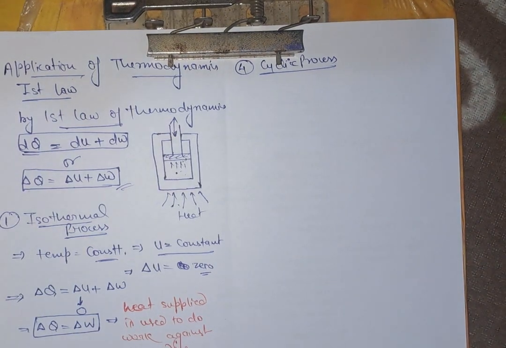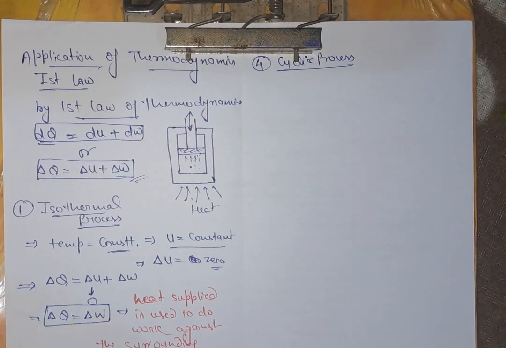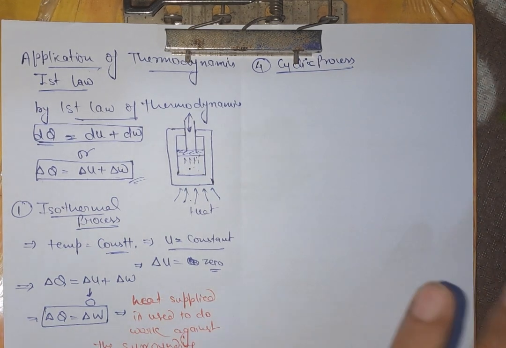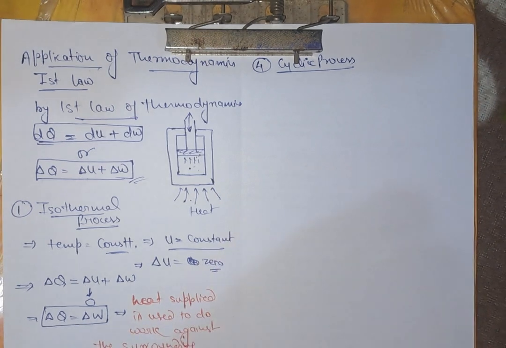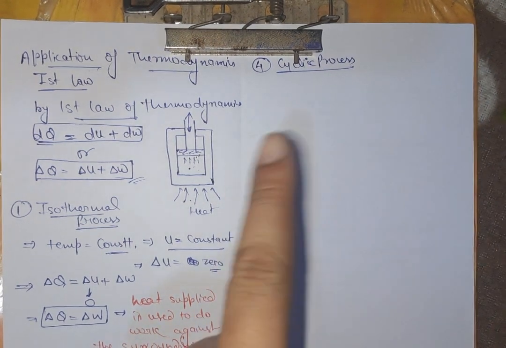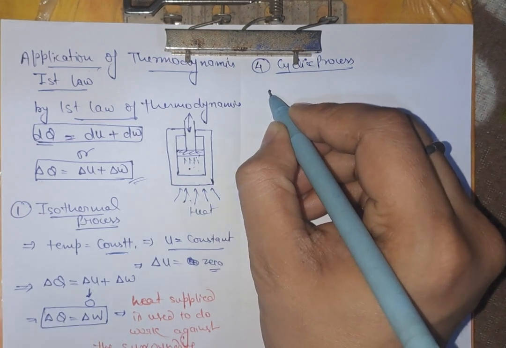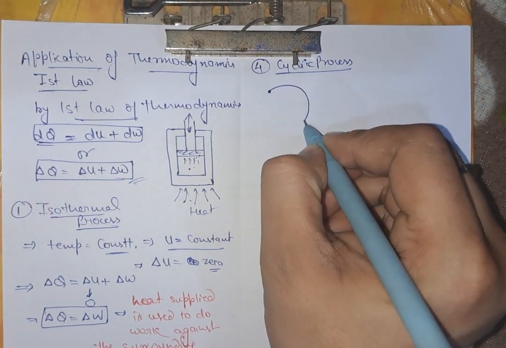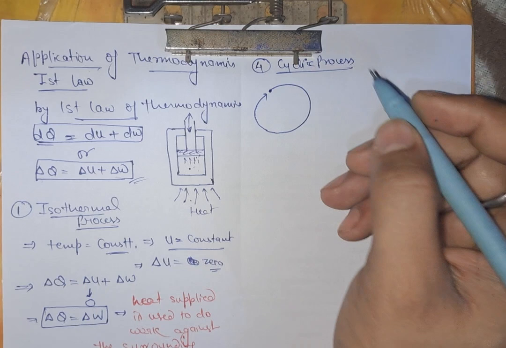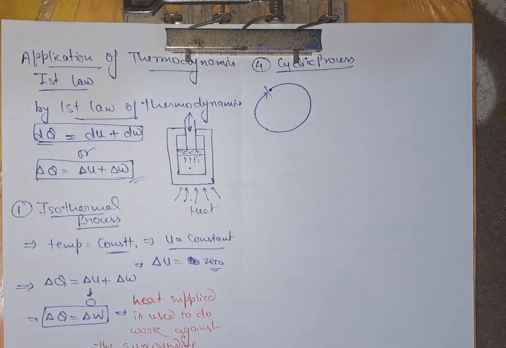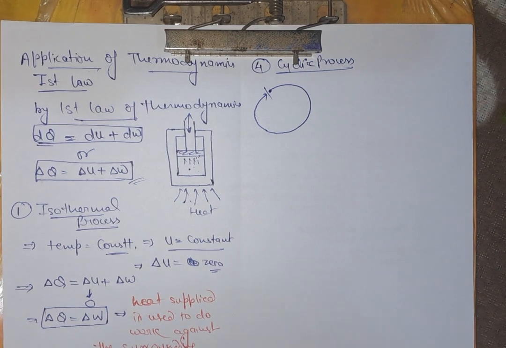Cyclic process. So what is this cyclic process? Cyclic means that the process, after a certain time, can be recycled. We can say that if we start from some point and the process continues in such a way that it comes to an end where it got started, such a kind of process is known as a cyclic process.